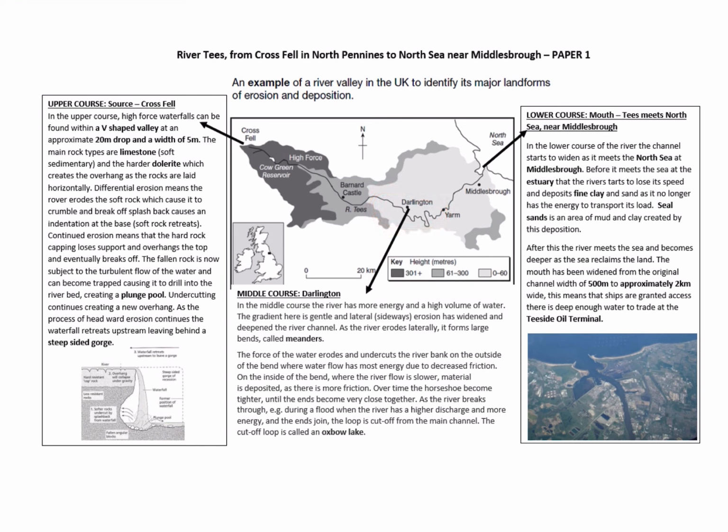In the lower course, this is where the River Tees meets the North Sea, so it's not too far from Middlesbrough at all. So here you've got your estuary. You've also got your Teesside oil terminal. It's got a channel width of about 500 metres. It's about 2 kilometres wide. So this is where you've got all of your ships coming in. So yes, you've got an estuary, but you've also got lots of human activity here as well at the point where the river sort of meets the coast.